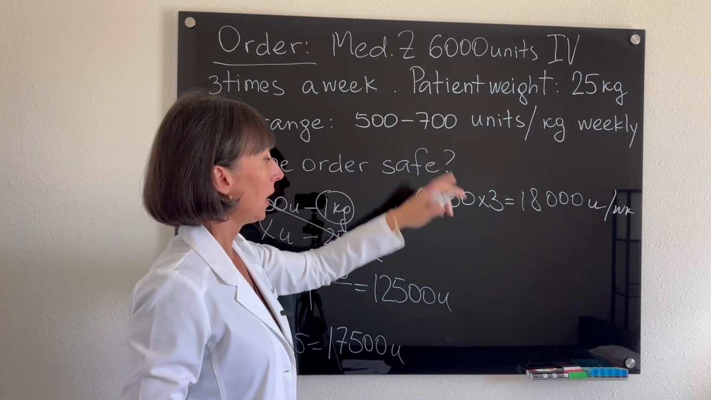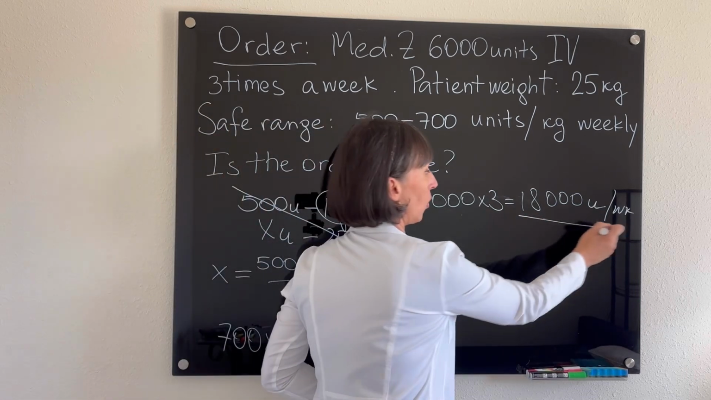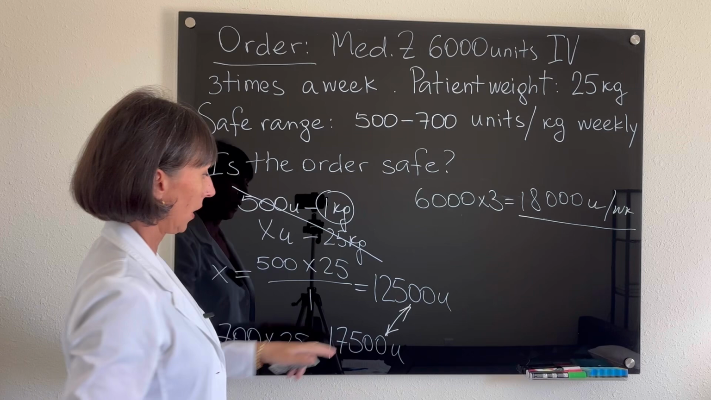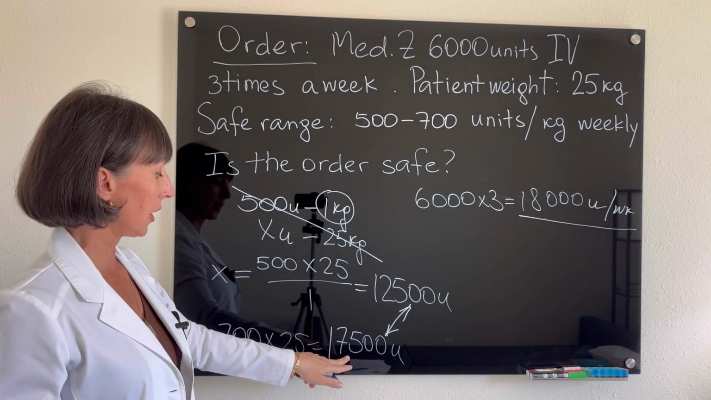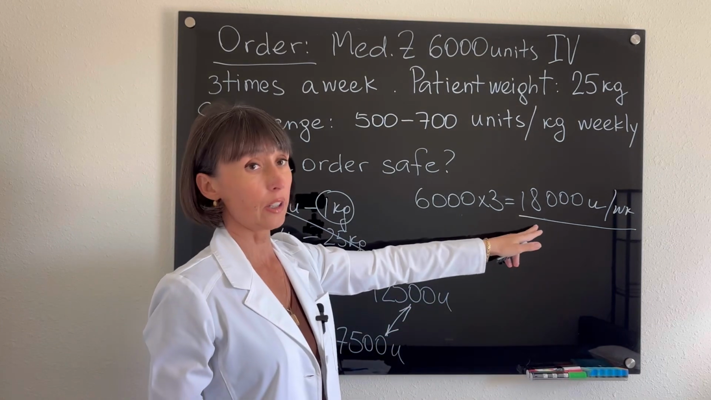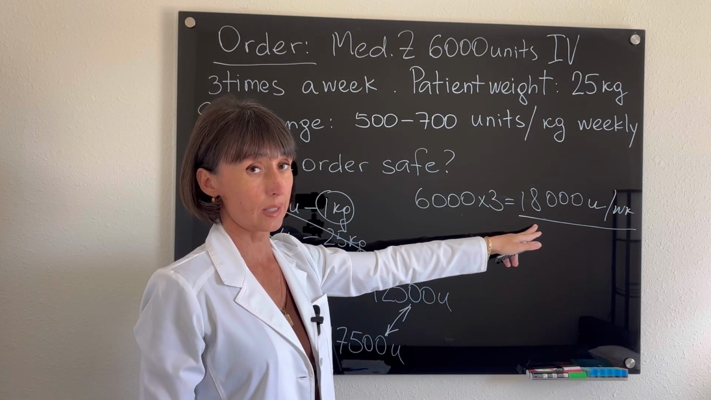That's what's ordered. Now we can compare. Is this order between these two numbers or not? Between 12,500 and 17,500. No, it's not. It is higher. So this order is not safe.